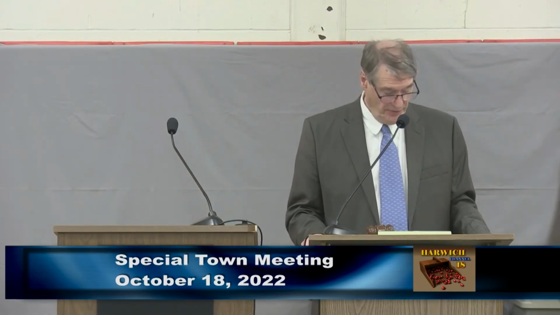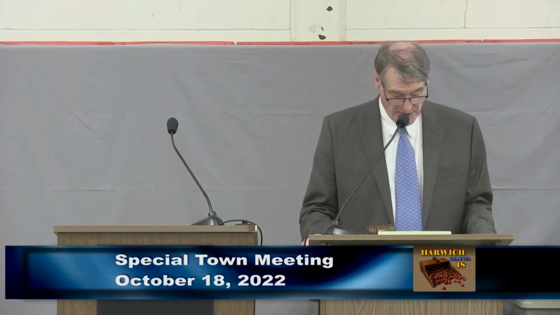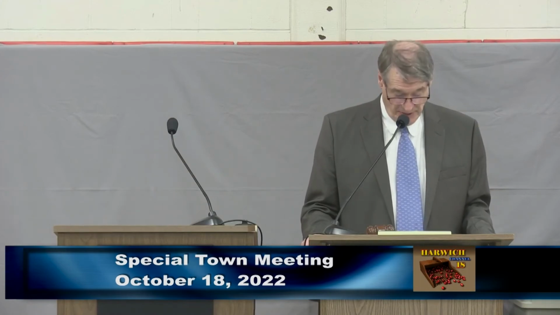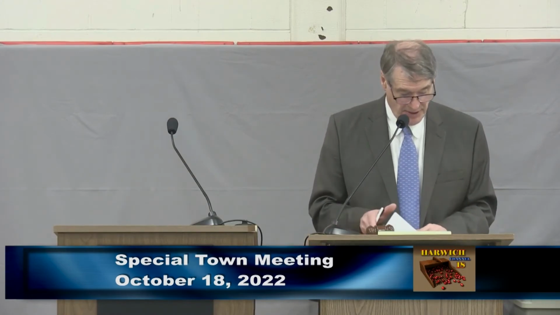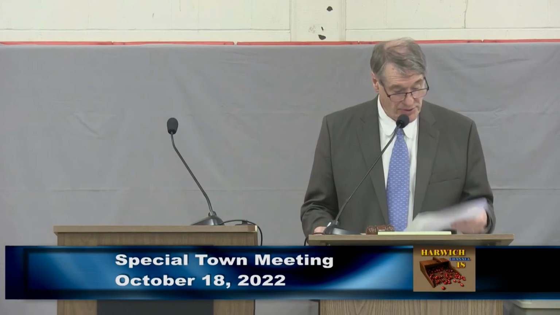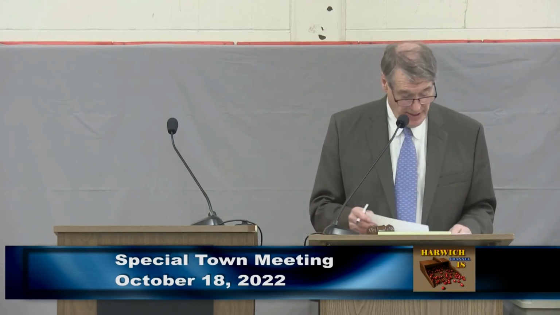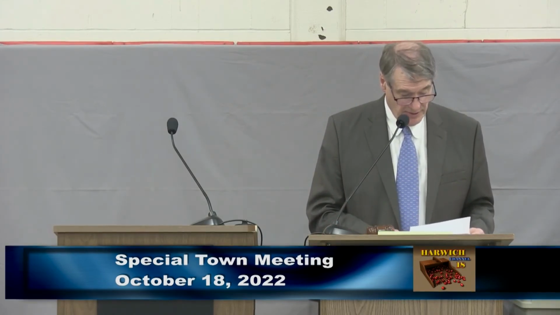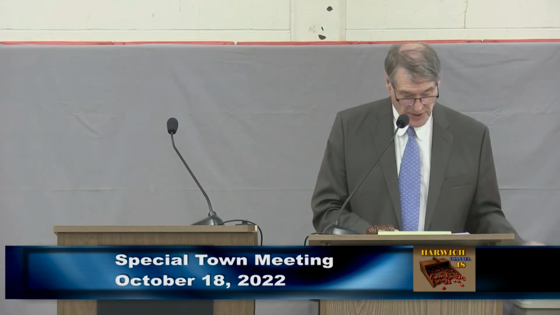Looks like you're ready for a vote. The motion under Article 6 is accept and adopt. The sum is $65,000 and it's proposed to be raised and appropriated. All those in favor of the motion as read so signify by saying aye. And those opposed by saying no. The motion carries. Article 7.